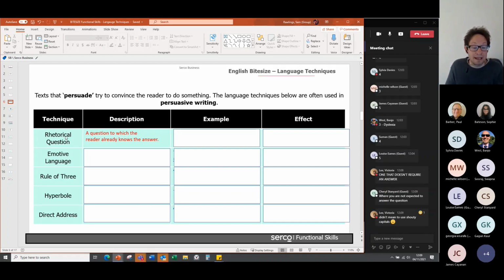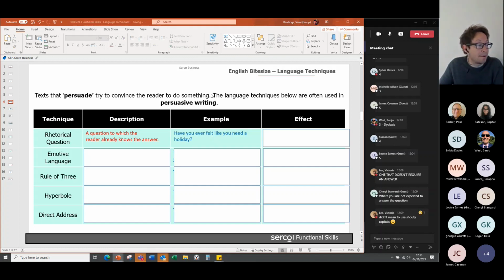So when you do your English exam, they might say to you, identify a language technique in the text. You're going to see a rhetorical question and you're going to write rhetorical question. But what they'll also do is they'll ask you to give an example of that. So you'll have to pick out the sentence in the text, which is the rhetorical question.